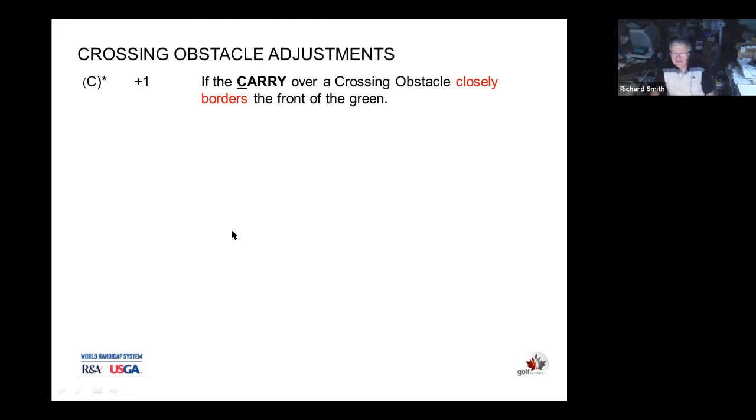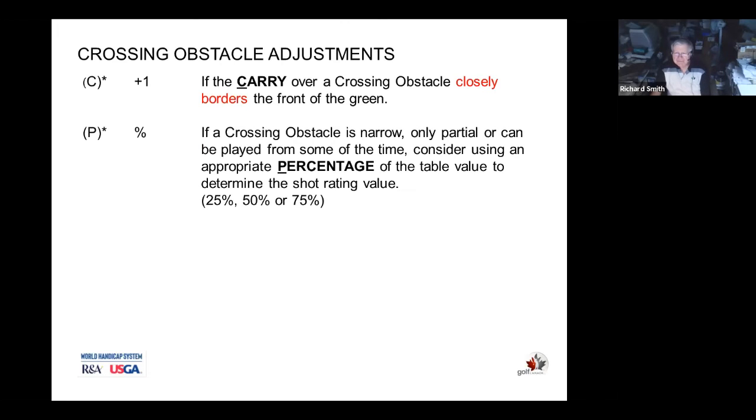Adjustments. If the carry over a crossing obstacle closely borders the front of the green, i.e. is 10 yards or less from the front edge of the green, we would put a carry adjustment, C+1, on the rating. If an obstacle to be crossed is narrow, it's only partial, or maybe you can play from it a good portion of the time, consider applying an appropriate percentage of the table value. And they're now recommending that we just use 25, 50, or 75% values.